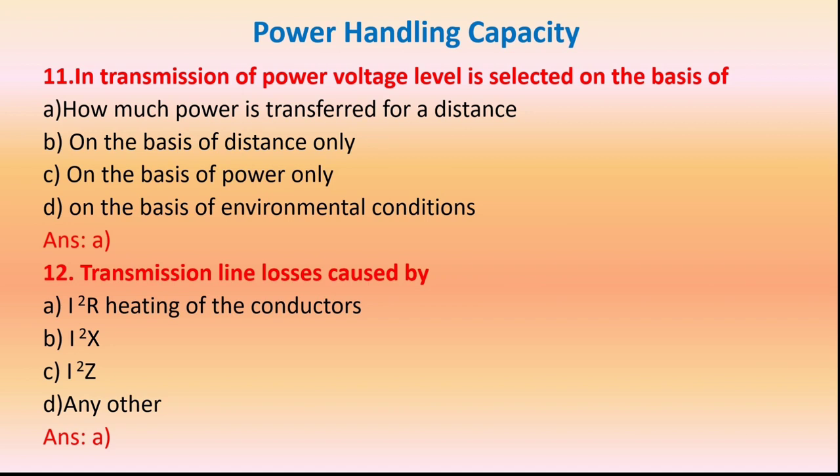Question 12. Transmission line losses are caused by option A, I square R heating of the conductors, B, I square X, C, I square Z, D, any other. Answer is option A, that is I square R heating of the conductors. So transmission line losses always depend on the square of current and the resistance of transmission line.